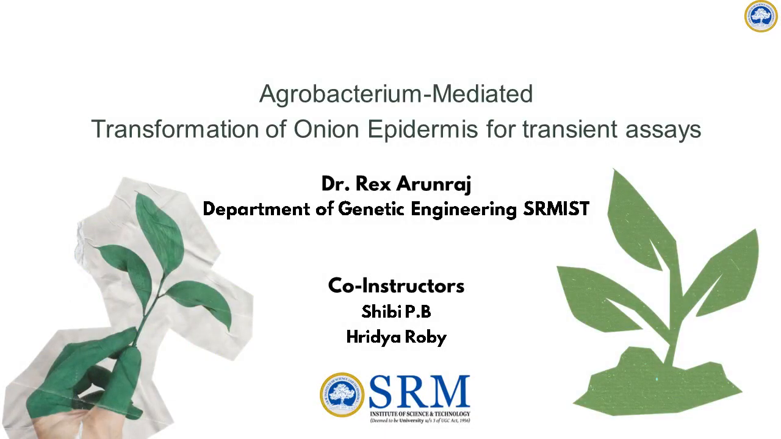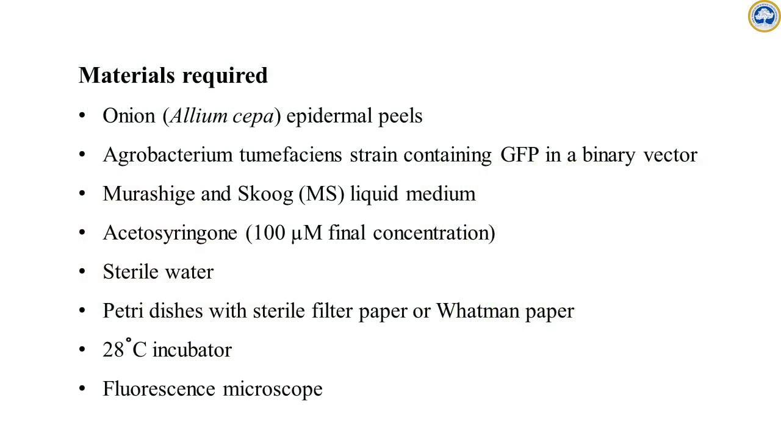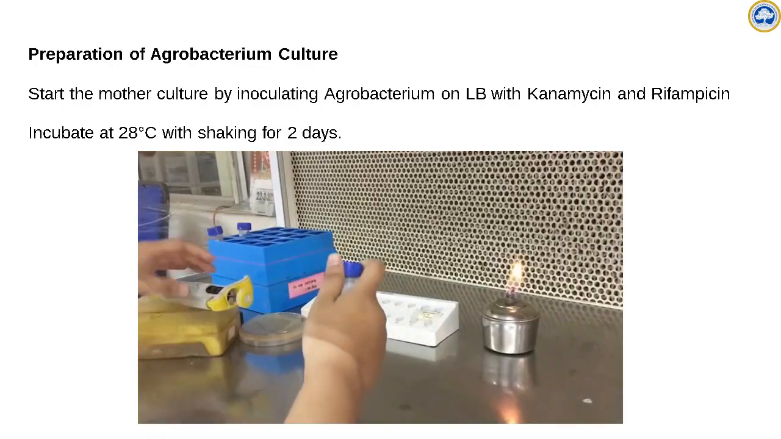Welcome to agrobacterium-mediated transformation of onion epidermis for transient assays. This particular method transiently expresses GFP on onion epidermal cells using agrobacterium. So this study can be used in order to analyze the expression of genes or promoter in a transient analysis. The materials required are agrobacterium, which harbors the GFP fused with your gene of interest, or a promoter.